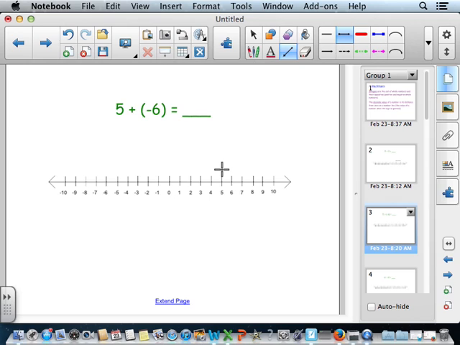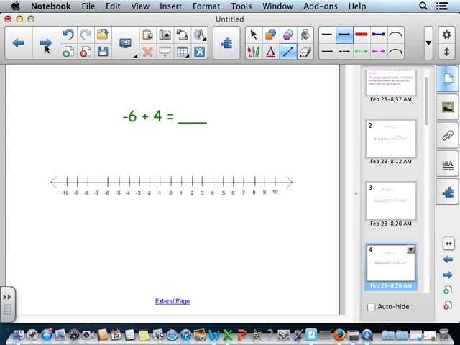I know that my numbers get smaller as I go to the left on a number line. I also know that if I'm adding a negative to a number, that my number will get smaller. So when I move to the left 6 spaces, 1, 2, 3, 4, 5, 6, I end up at negative 1. So 5 plus negative 6 is negative 1.